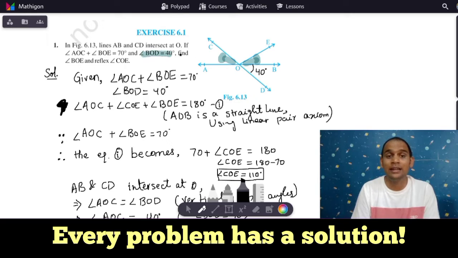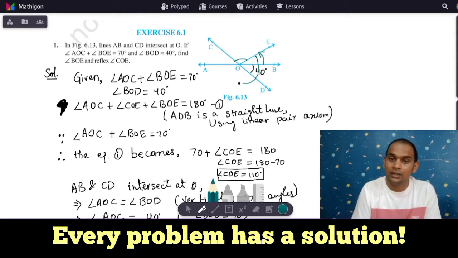Now it is given that BOD equals 40 degrees. So find BOE and reflex of COE. Now what is the meaning of reflex? Let's try to understand that first. The first angle we have to find is BOE. Reflex of COE: this is the angle COE, and reflex means the other part of this angle. That is, 360 minus COE will be the reflex of COE. I hope the question is clear.